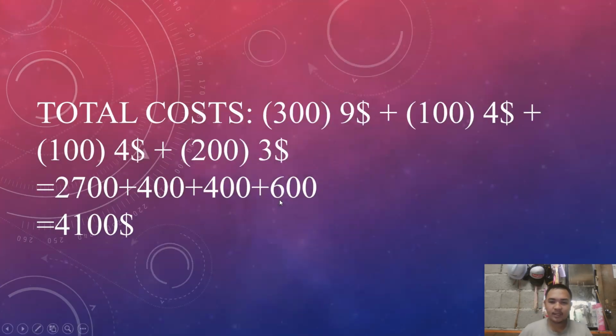So here is the total cost: 300 by $9, 100 by $4, 100 by also $4, and 200 by $3. Summing it all up, we ended up with $4,100.